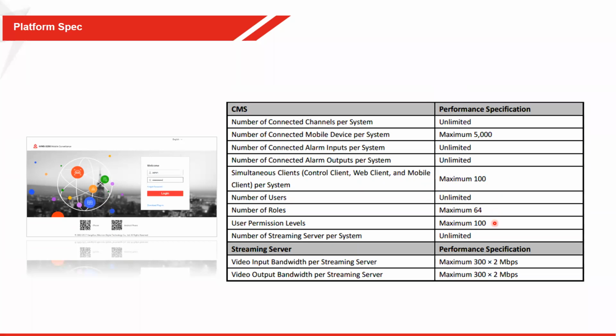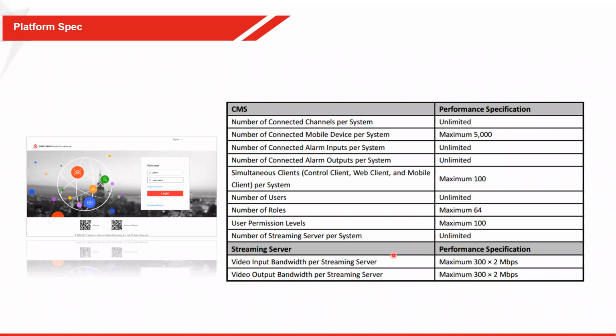Maximum amount of user permissions. So, like I mentioned, we have different levels of user permissions. So, a control room operator will have permission, let's say, only to view. We can have 100 different types of permissions.